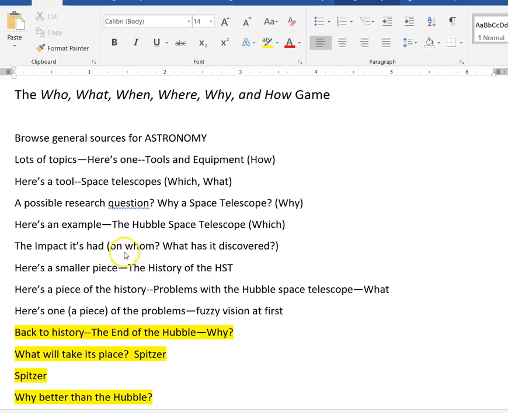And so I thought, wow, okay, it's been there a while, so maybe a smaller piece would be the history of the Hubble. And sure enough, there was a lot on it, particularly when it was first launched, there was a problem with the lens. And the problem was that it sent back fuzzy images, right? So notice where I've come so far. I've gone to space-based telescopes, to the Hubble, to its impact, to the problem when it was initially launched, to basically the definition of the problem, fuzzy vision at first, right?